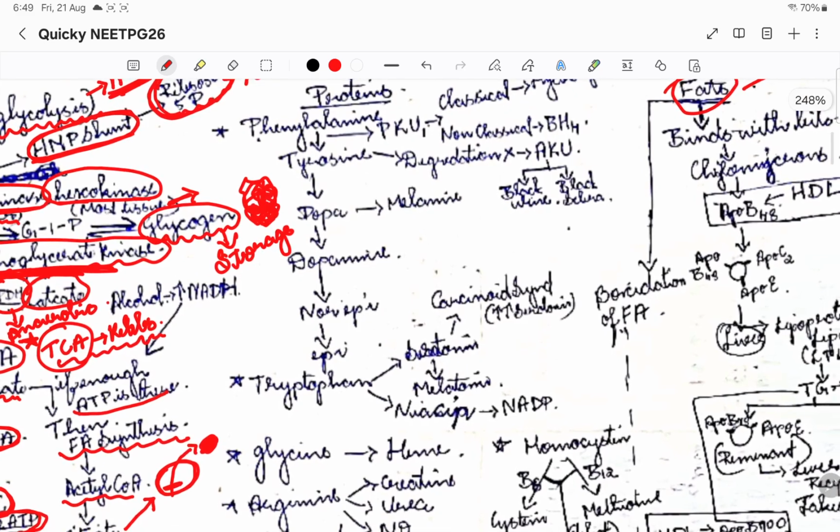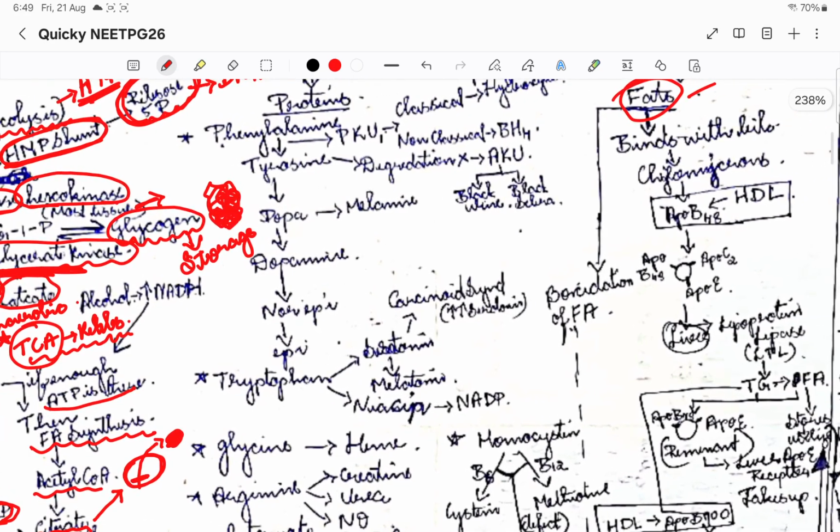Okay, so this is not a memory test. They are moving on from memory tests to clinical based questions, so that is why it is not of much importance. If you want it, you can learn it just by opening your protein metabolism chapter from any of the biochemistry books.